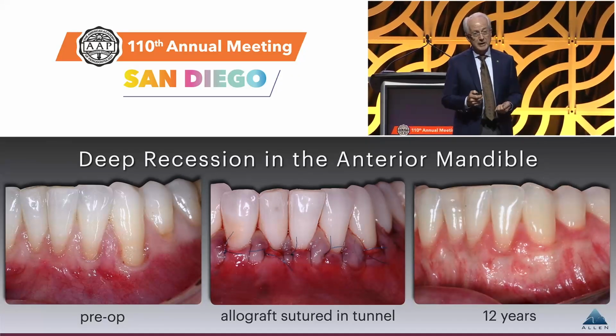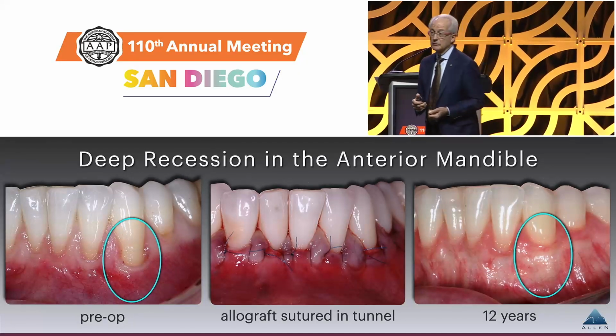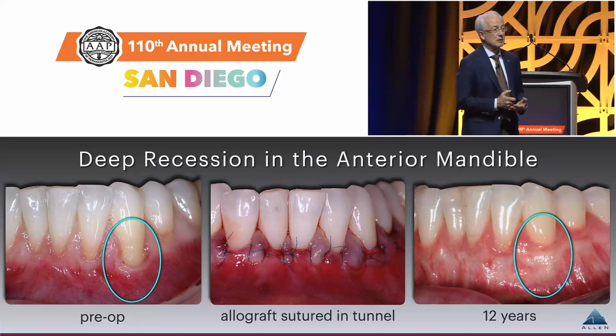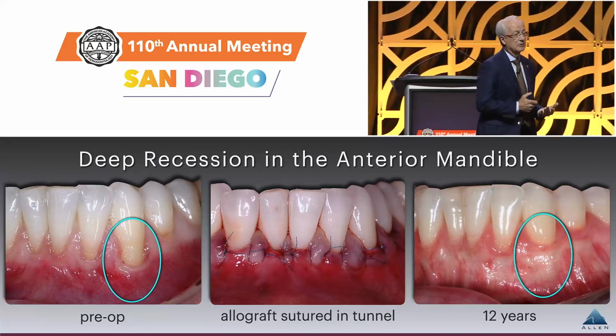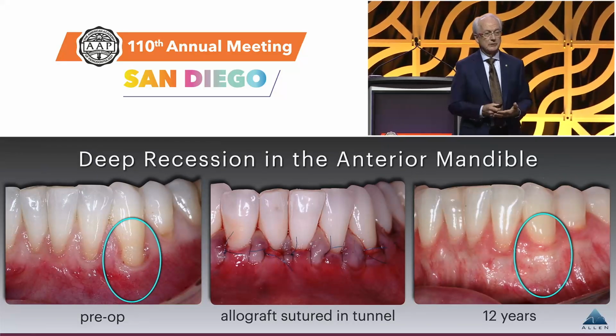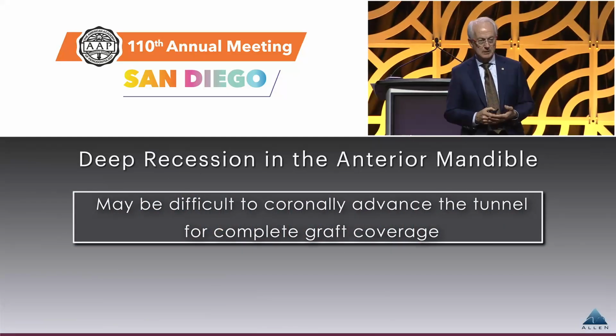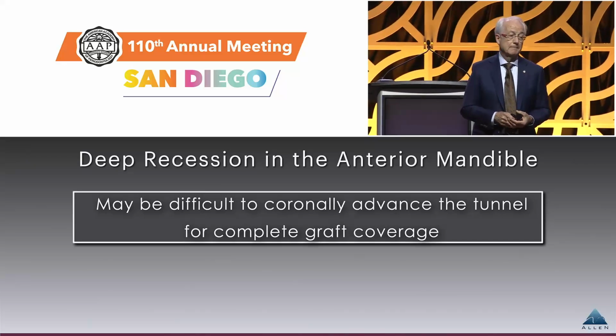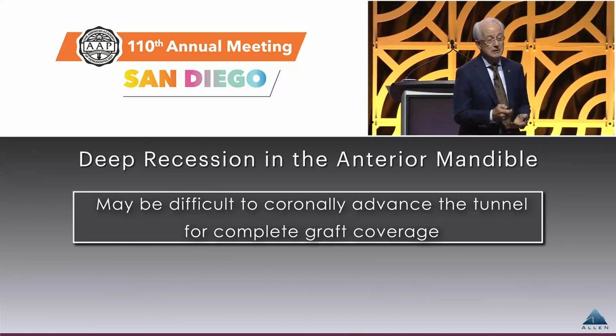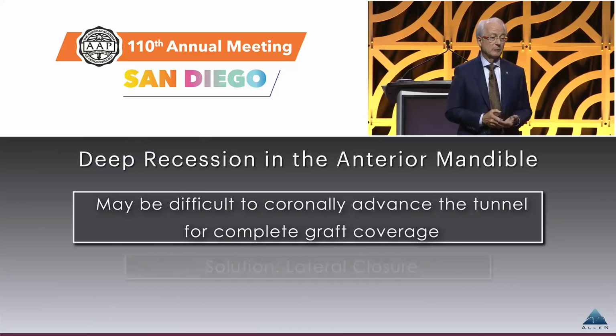And that's a 12-year outcome. So if you look at that canine before and you look at it at 12 years, you see complete root coverage and clearly thickened tissue and also a keratinized epithelial surface for whatever reason that shows up. It's, again, not a factor that I'm really concerned about. Problem is that deep recession can be really difficult to treat in the anterior mandible.